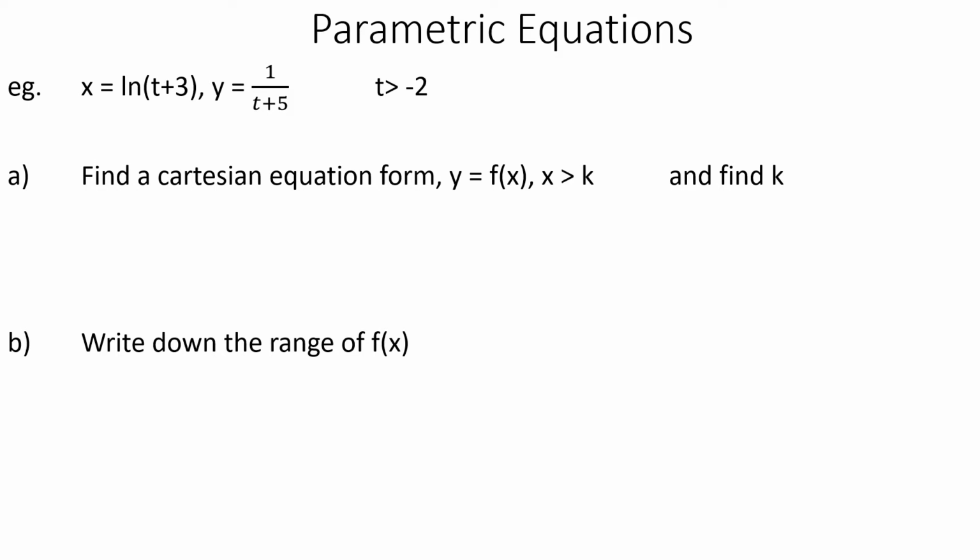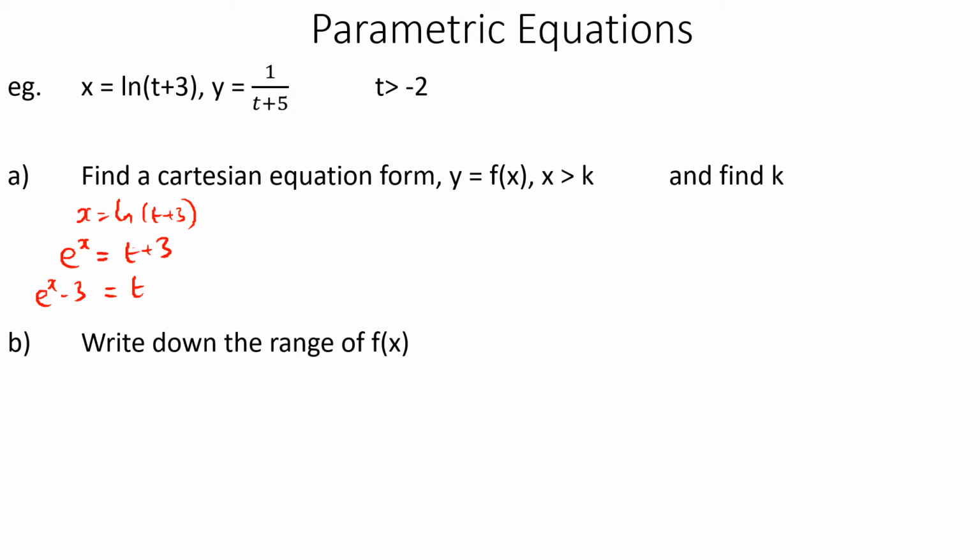So in our first example, what we did was we sort of redefined one of the expressions in terms of t and subbed it into the other one. And we can do the same thing here. So let's take the x expression. We've got x is equal to ln of t plus 3. If we want to get rid of ln, we're going to have to do e to the power of x, is equal to t plus 3. That'll get rid of our natural log. And then we can subtract our 3.